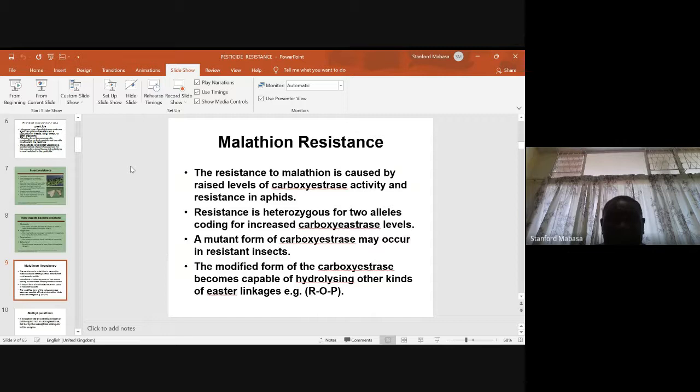It is said that resistance is heterozygous for two alleles, coding for increased carboxyesterase levels. So you may have a certain population with this enzyme at high levels and is not affected by malathion. A mutant form of carboxyesterase may also occur in resistant insects.